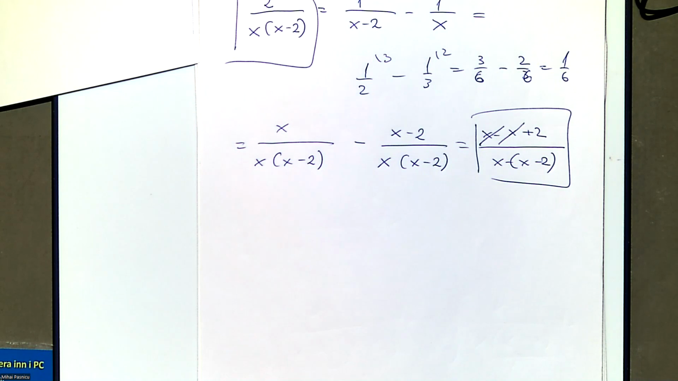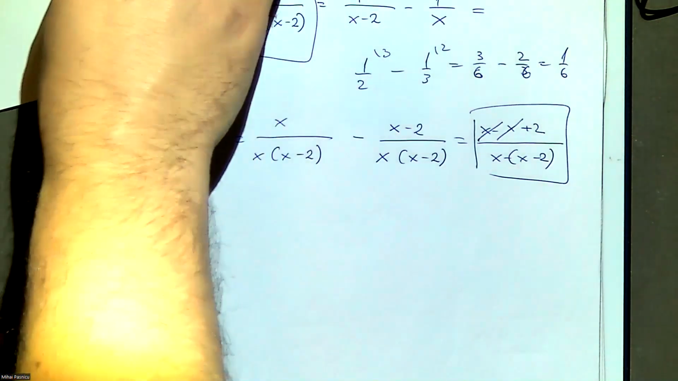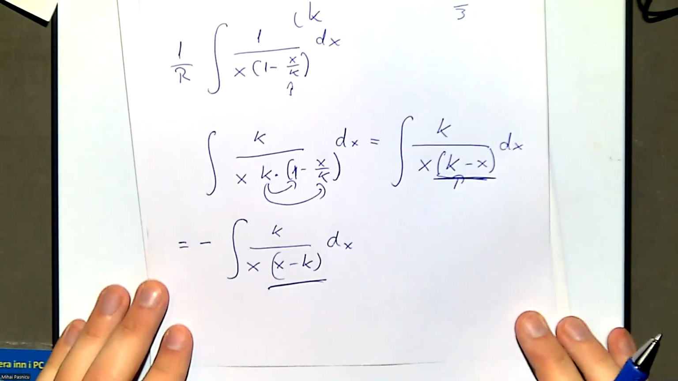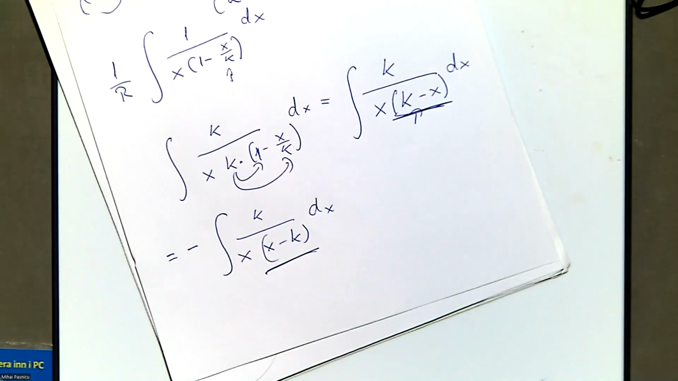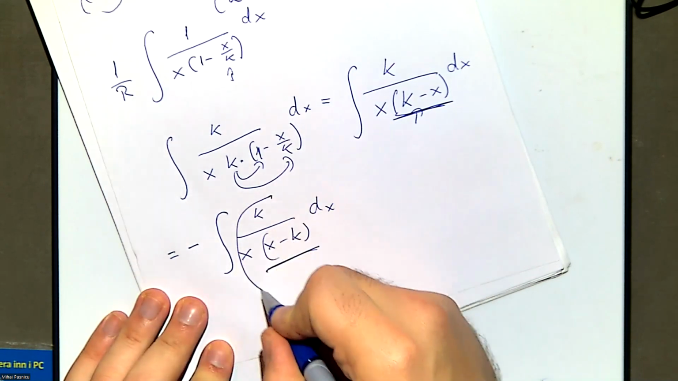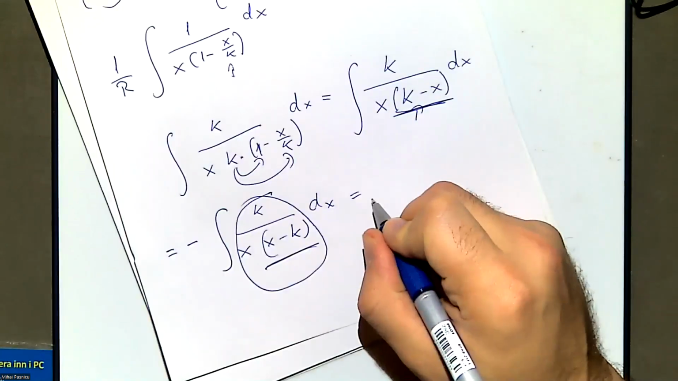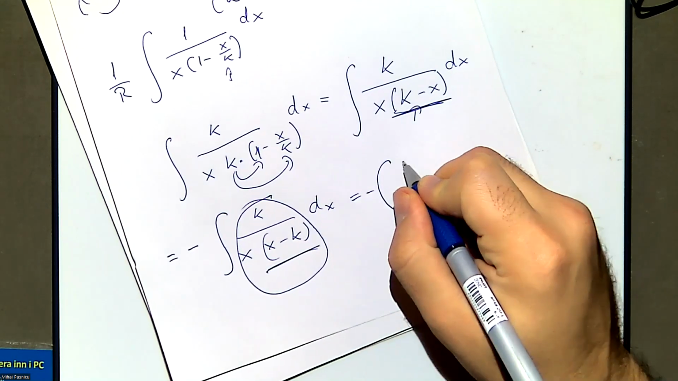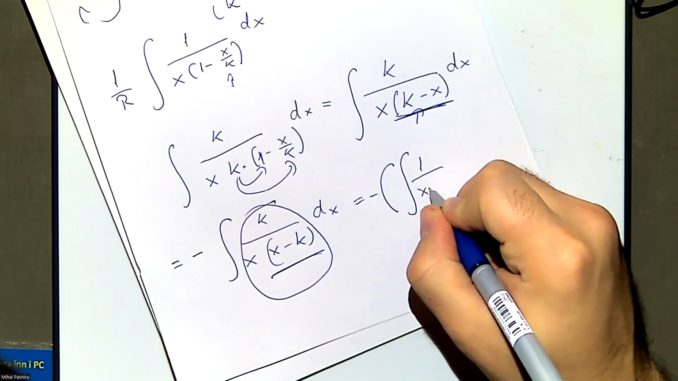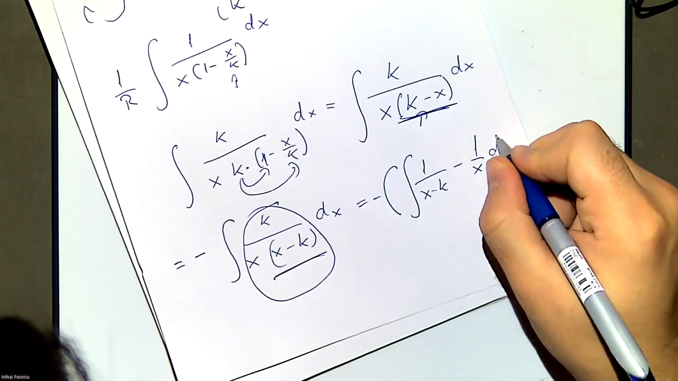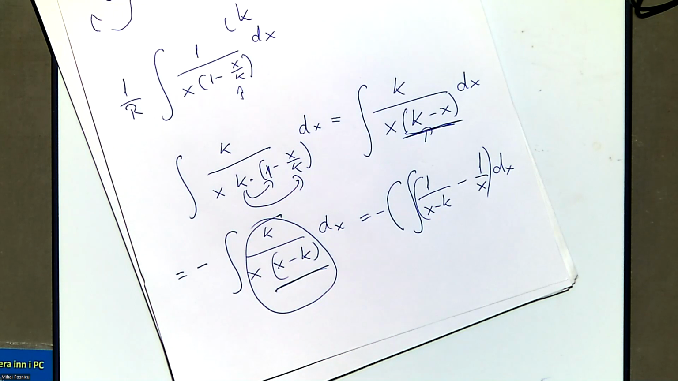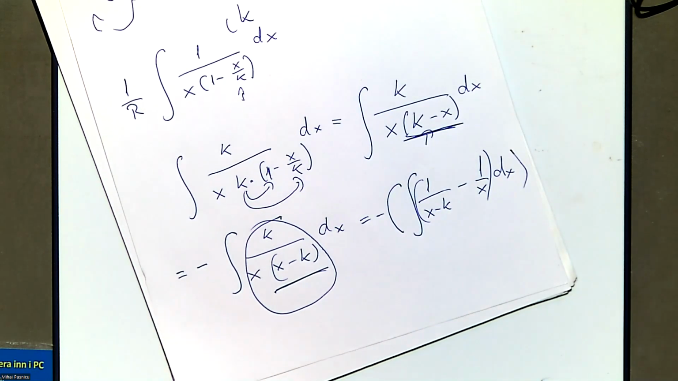But why should I care about it? Well, if I apply the same thing in my case, that's the only reason I care for. Because if I apply the same thing in my case, I can write this fraction as minus integral of 1 over x minus k minus 1 over x dx. That's the whole idea here. And why are these fractions nice? Because we know what the integral of each of those fractions is.